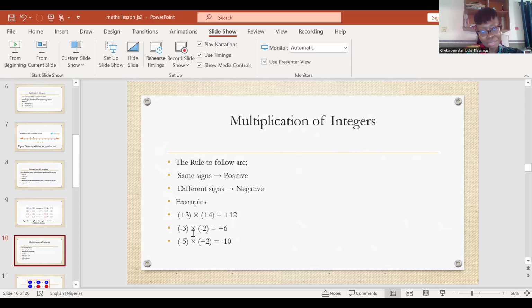Have you seen it? Same signs. It's still negative, negative, which leads to positive. Look at 4, 6. All right? Negative and plus. Have you seen different signs lead to negative? All right? So that's how we got 5 times 2. Minus 5 times plus 2 gives us minus 10. All right? Are you getting that?